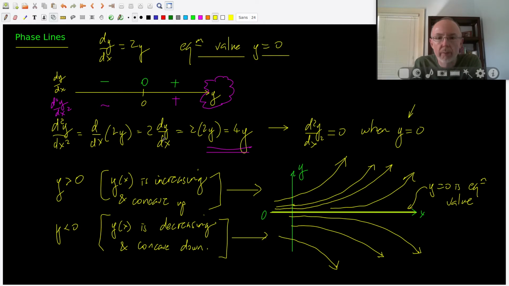When y is positive, I know it's an increasing function that's concave up, and so I get these kind of curves. And again, these are the solution curves. So this method is called the method of using phase lines, the method of phase lines. We get the same kind of insight. It's a different kind of way to look at the problem. Let's have a look at another example where we do this.